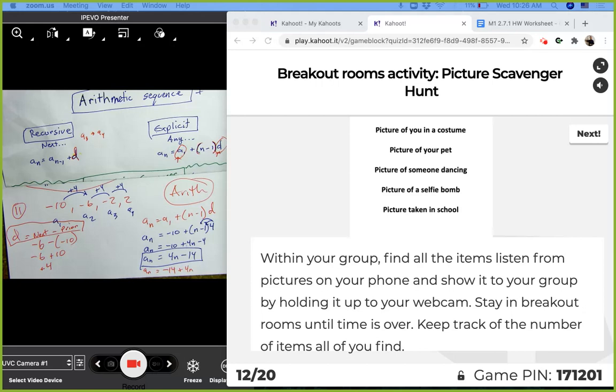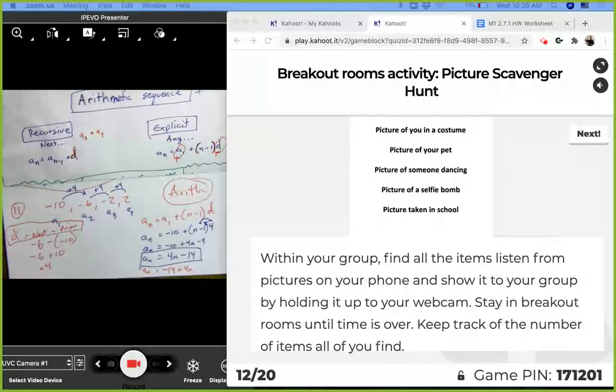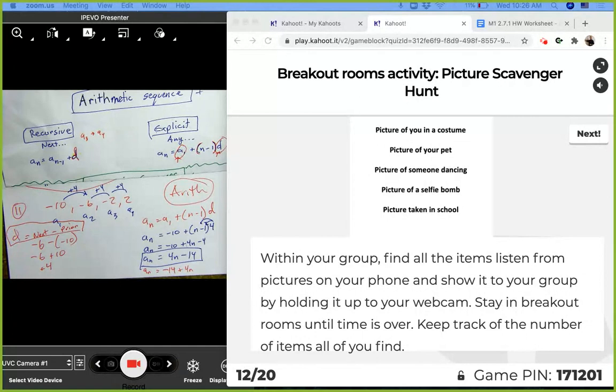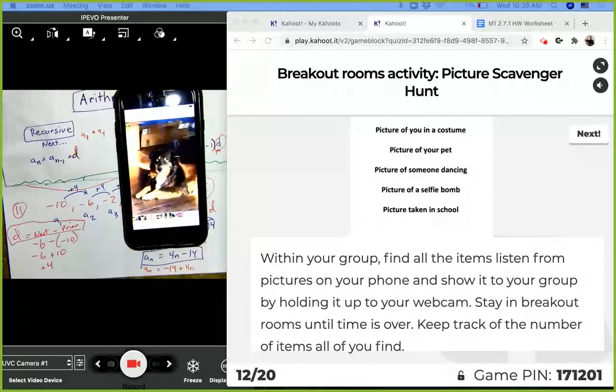So you're going to look on your own phones for these. Maybe jot these down, and then you're going to share it with your group by holding it up to your camera, which, hope you don't get too much glare. You've got to kind of tilt it. See, and there's my dog, Rogue. Yep, you can see her a little better there. Oh, she's so cute. So this is how we're going to do it.